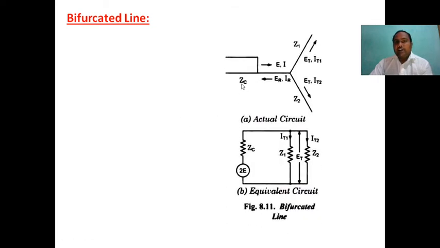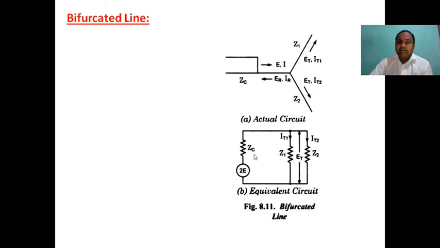So this is a diagram: characteristic impedance, incident voltage and incident current traveling from the sending end to the receiving end side, and reflected voltage and reflected current traveling back from the receiving end to the sending end side. Z1 is one impedance, Z2 is another impedance. This is the junction part. At Z1 we have a transmitted voltage and transmitted current IT1. At Z2 the transmitted voltage ET and the transmitted current IT2.